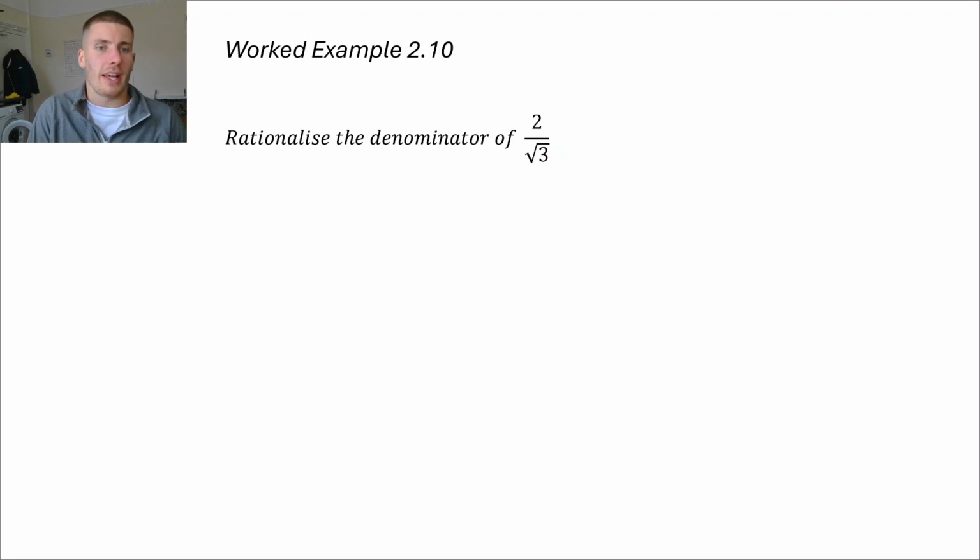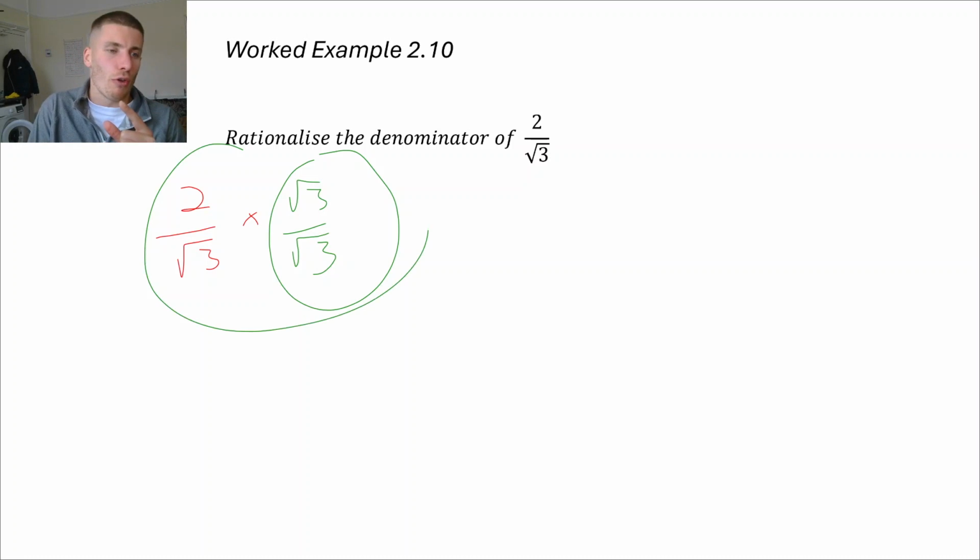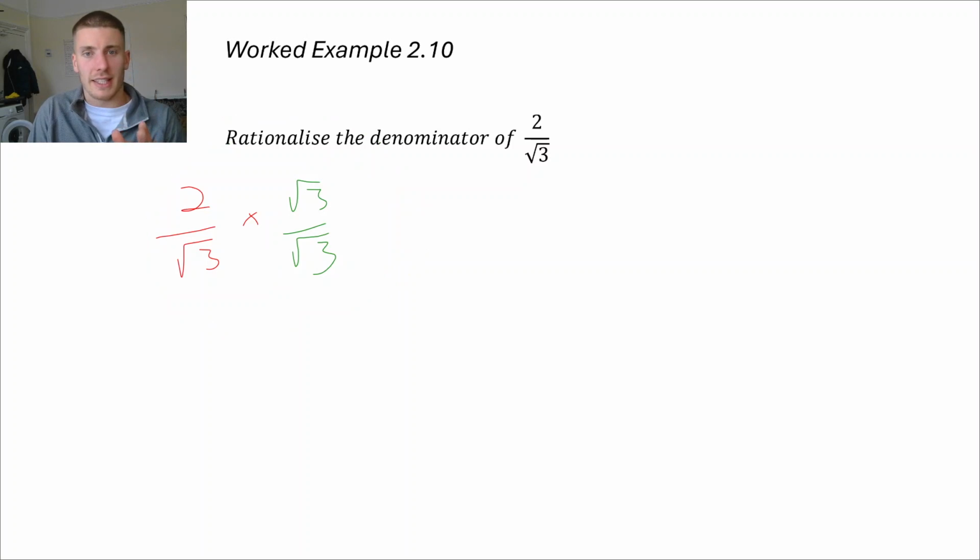We've got 2 over root 3. We do this by timesing the top and bottom by the surd that is on the bottom, so root 3 over root 3. Because remember, root 3 over root 3 is the same thing as 1. You're timesing the whole fraction by 1, so you're keeping it the same. That's why you can do that. Now, what is 2 times root 3?